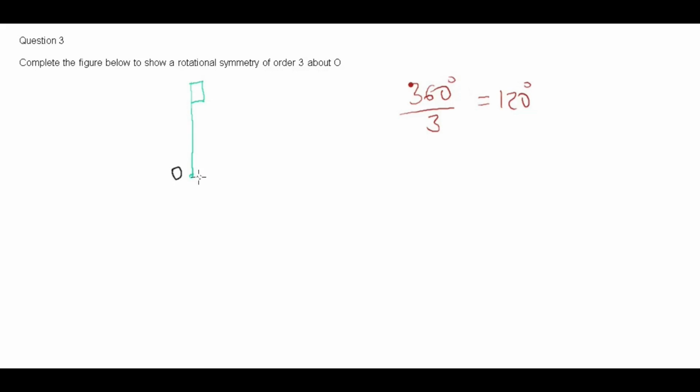So this flag will be at 120 degrees, 120 degrees, and here also, here 120 degrees. Here also is 120 degrees. So this shows a rotational symmetry of order 3 about O. Okay, here's the answer.